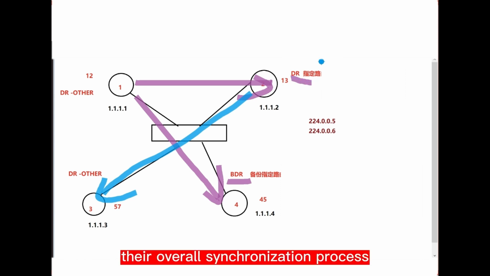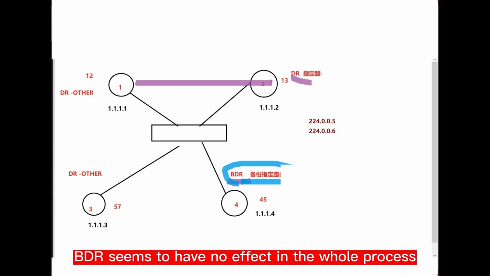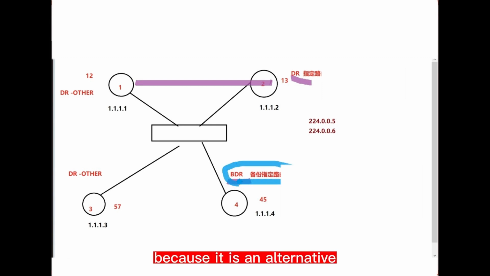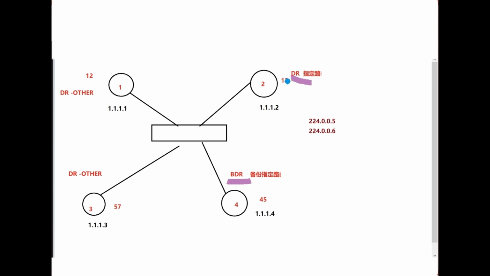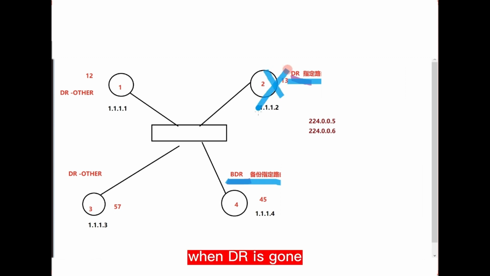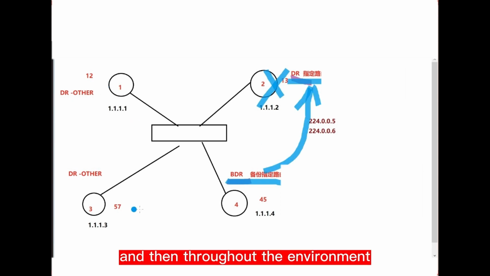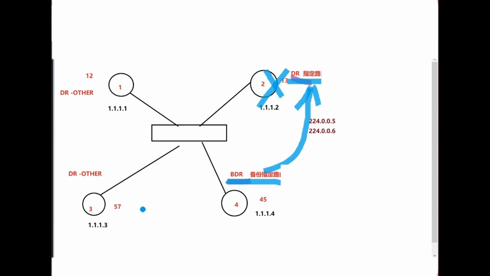Looking at their overall synchronization process now, you will find BDR seems to have no effect in the whole process, because it is an alternative. If DR is gone, BDR will take over. So it doesn't actually have any real effect. When DR is gone, BDR will become DR, and then throughout the environment, we'll re-elect a BDR. So it's actually optional.